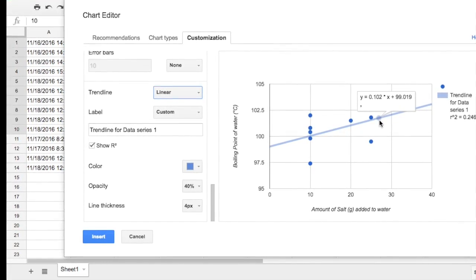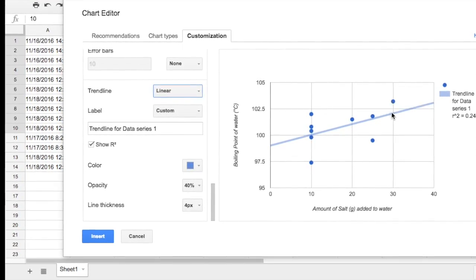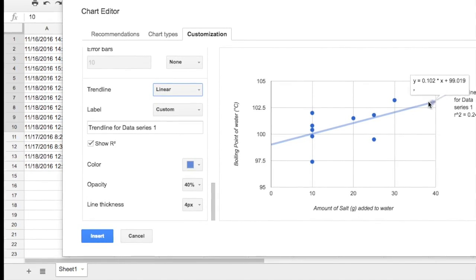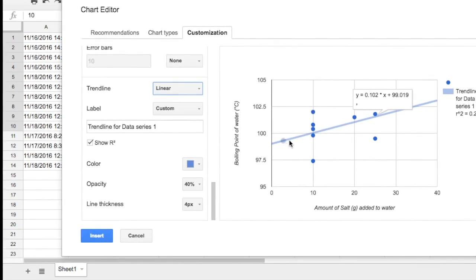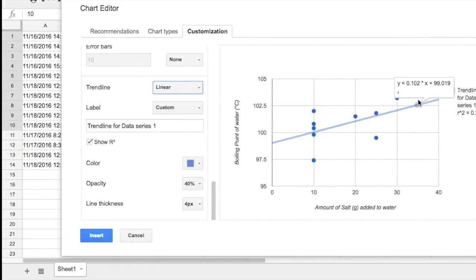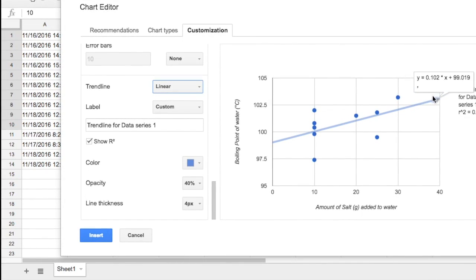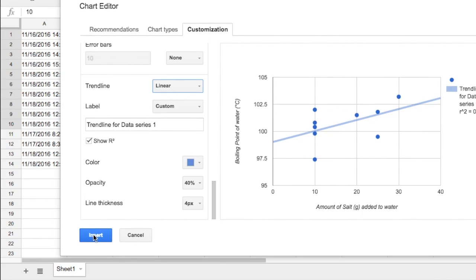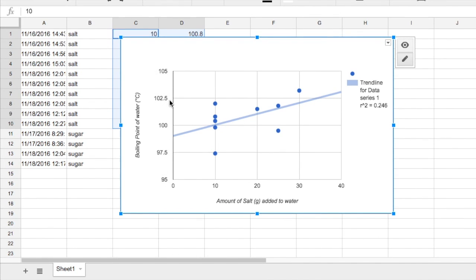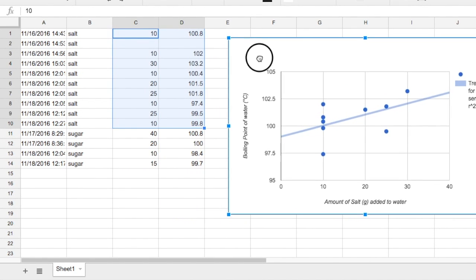There's a slightly increasing trend that we can follow, and this trend line will help us predict the boiling point of water within a few degrees. So we're going to insert that chart. It's mostly complete, but I'll be looking for a lot more details in the titles.